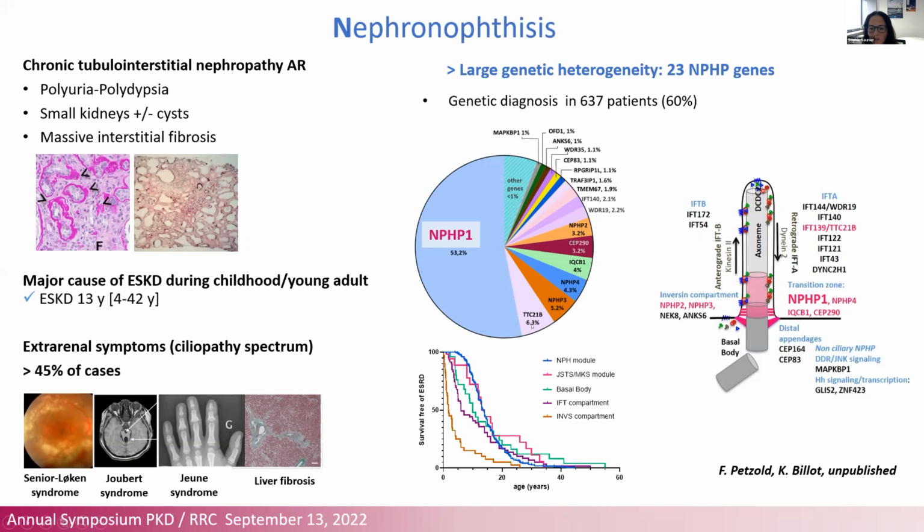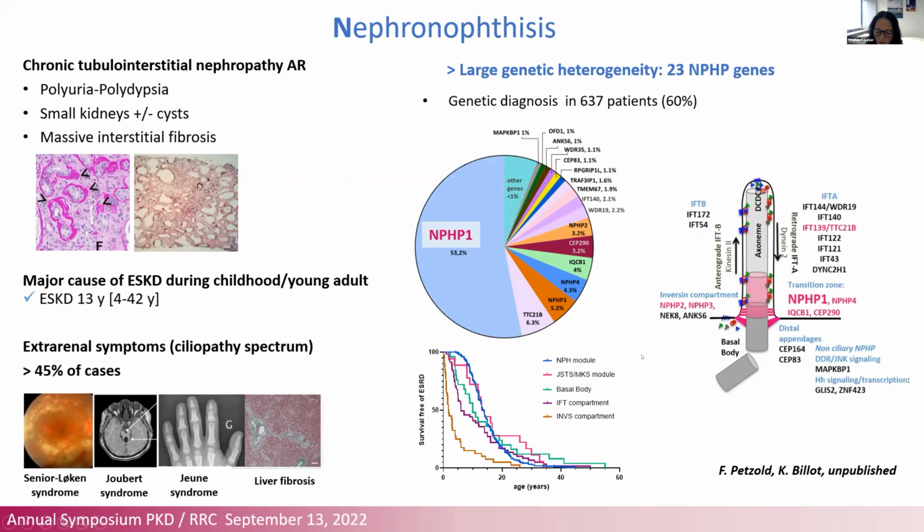But all these genes encode proteins that are located and function at the primary cilia, as you can see here. NPHP1 forms complexes with the other NPHPs at the transition zone, and it plays an essential role in controlling the ciliary composition and ciliary signaling.